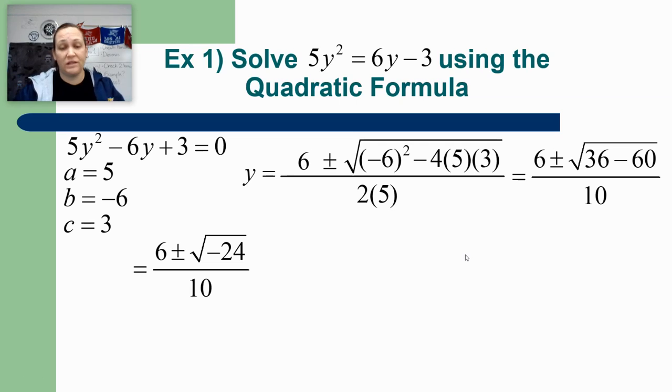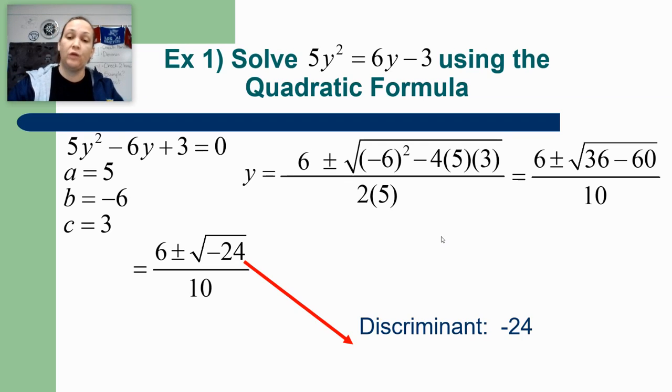Now I'm going to stop for a hot second right here. I've got the part underneath the square root is a single number. And since it's a single number, I am going to go ahead and state my discriminant. That's going to help me figure out what kind of answers I'm expecting to see on this problem. So the single number underneath the square root sign, -24, is my discriminant.